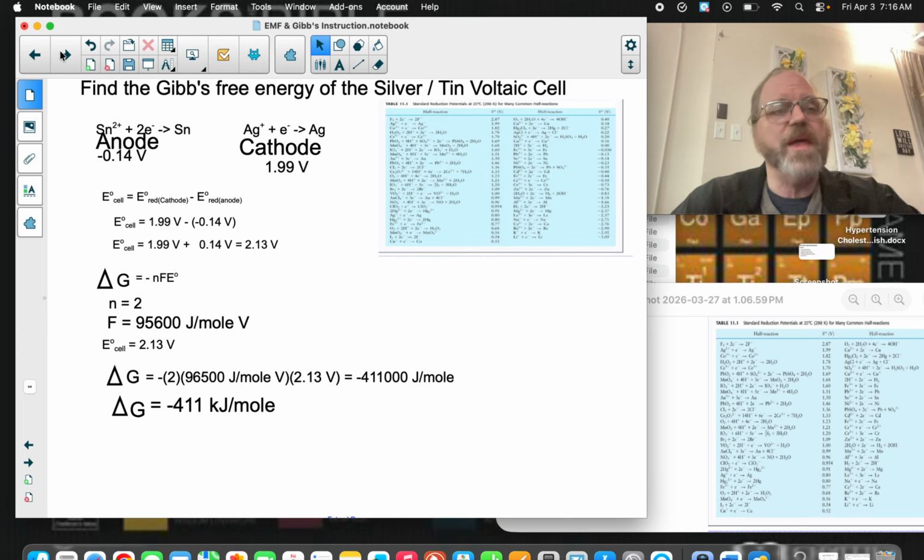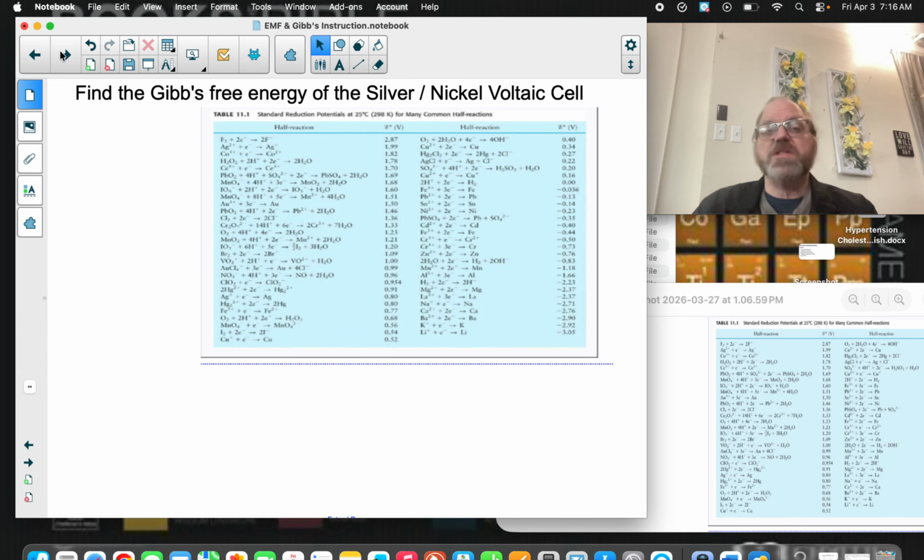Okay, one more. This time, do it on your own. I want silver to nickel. So take your time, work through this. Any questions, let me know. All right, here we go. There's all the work. Final answer is negative 208.2 kilojoules per mole.